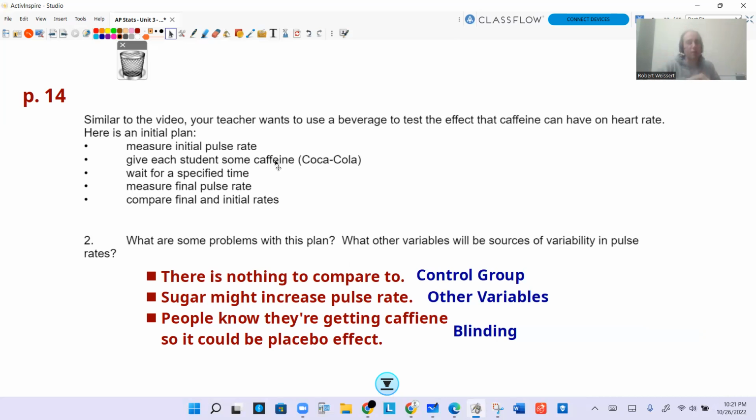Single blind is just if the one group doesn't know, but double blind is if both the experimenter and the person in the experiment, the experimentee, both don't know. That's double blind.